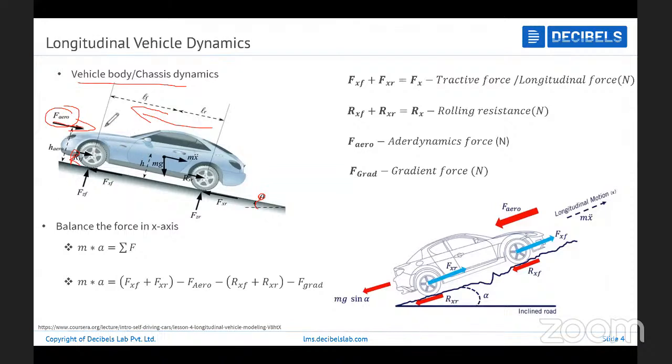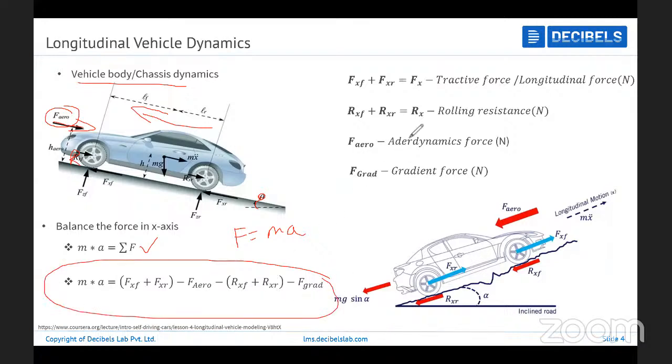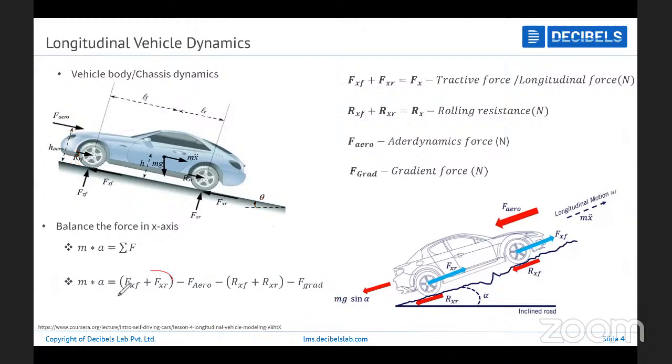Balancing all the equations with the help of the basic equation F equals M into A, we'll be deriving the components, that is the aerodynamic force, rolling force, and the gradient force. Here, F XF plus F XR is nothing but your total net force. Don't worry about this suffix, just consider it the net force, from which you subtract all these resistive forces.